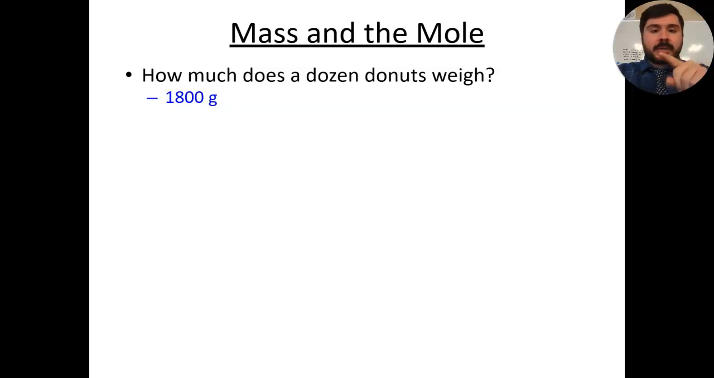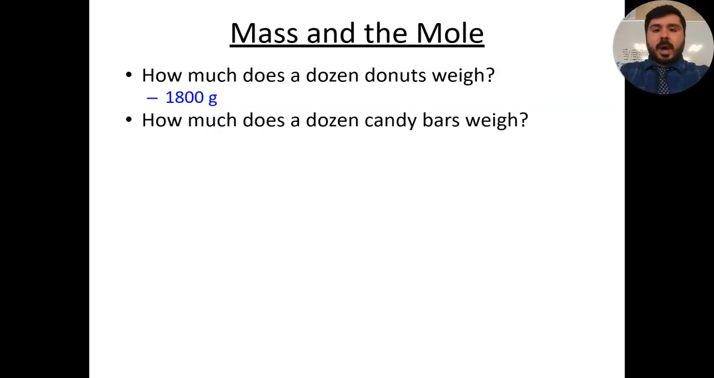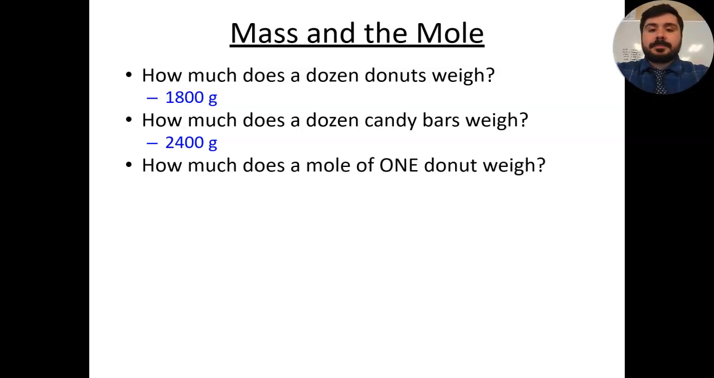So 1,800 for a dozen donuts. If we want to find the weight of 1 donut, it's 1,800 divided by 12, which gives us the mass of 1 donut, about 150 grams. Keep that in the back of your head. Same with a dozen candy bars. Let's say a dozen candy bars weighs 2,400 grams. Same thing, 2,400 divided by 12 gives us the mass of 1 candy bar, 200 grams. So 150 grams for a donut and 200 grams for a candy bar.